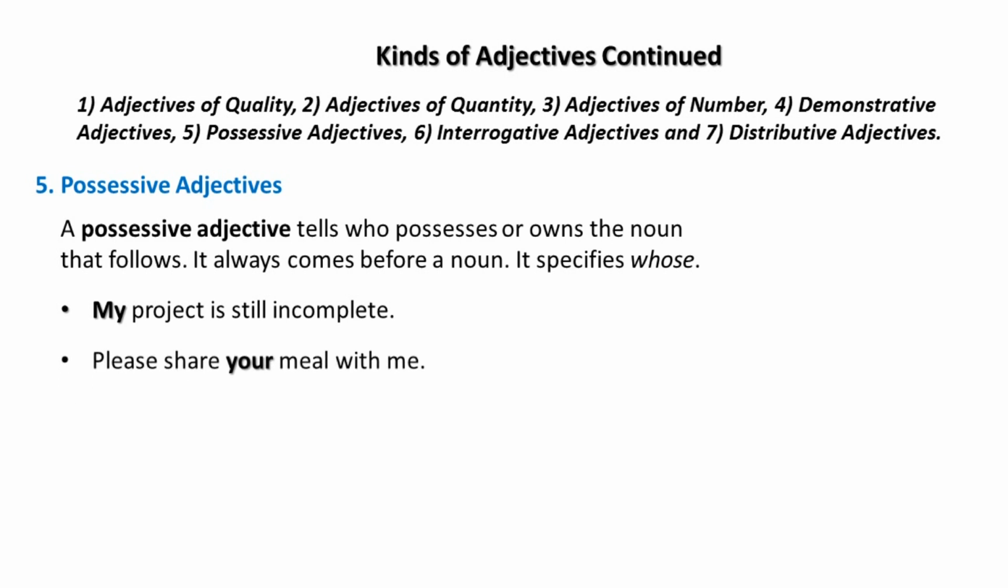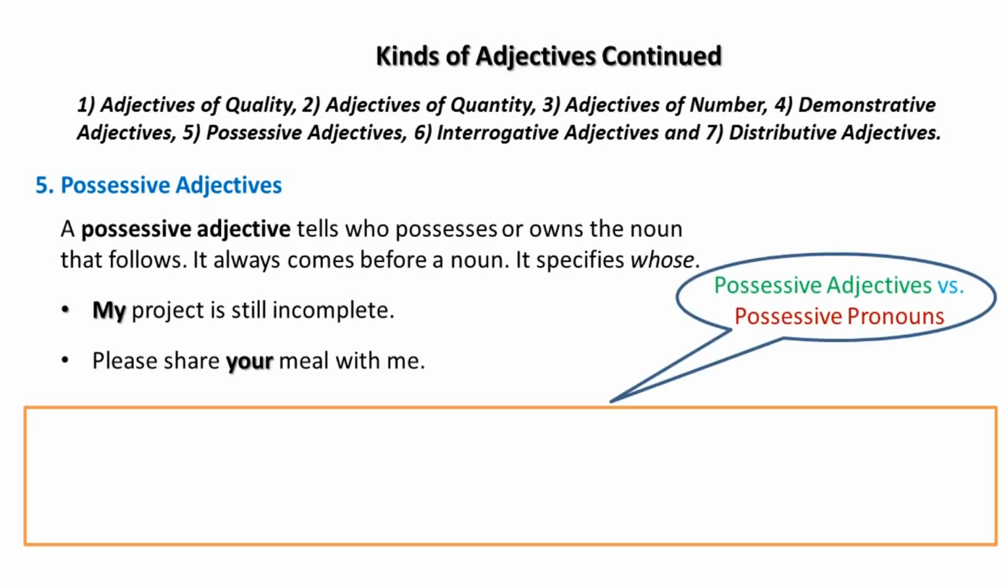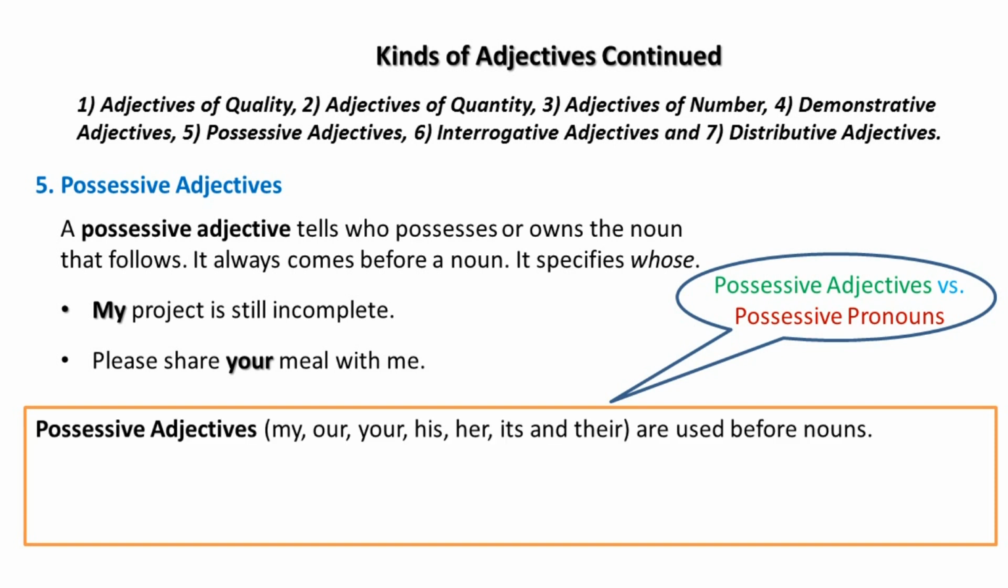Another example. Please share your meal with me. Your is a possessive adjective and we have used it before the noun meal. And here it specifies whose meal? Your meal. In the first example, the adjective my specifies whose project? My project. There are possessive adjectives and possessive pronouns. So, you must understand what is the difference between possessive adjectives and possessive pronouns. Possessive adjectives, they are my, our, your, his, her, its and their. They are used before nouns.